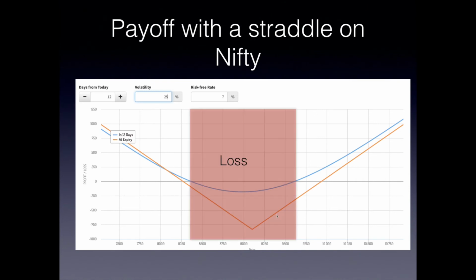Similarly, in this range, if Nifty stays between 8,300 and 9,400, then you are going to make a loss. As long as Nifty does not stay exactly at the same level, 9,100, your loss will be a little less than the worst loss, which is 780. So this is the payoff chart, and you can clearly see that if you expect Nifty to go up or make a big swing, then you are about to make a lot of profit.